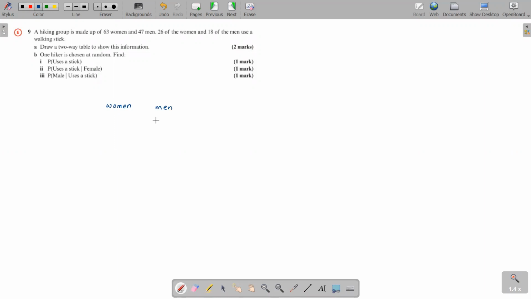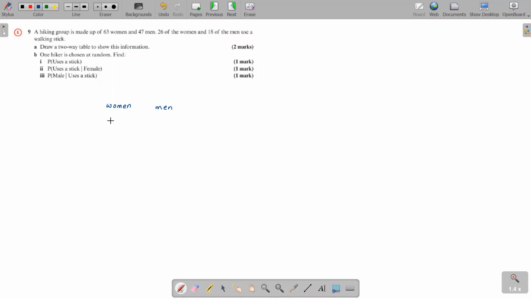Okay, if you change that. So women and men are the first group. What about the other one? Now for the two-way table, we need a column and we need rows. So who are the rows? So they say 26 of the women and 18 of the men use a walking stick. So out of the 63 women, 26 use a walking stick. So we can say, so then women, and here the ones who use a stick.